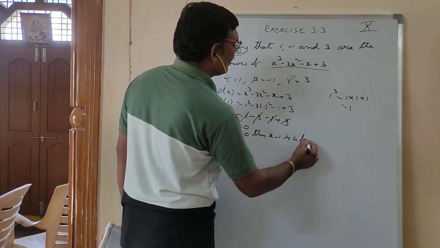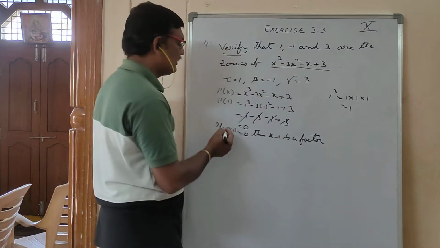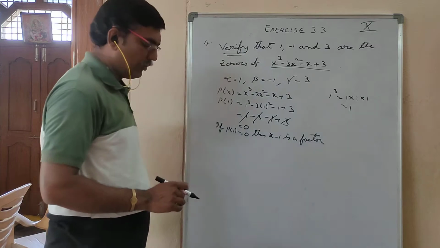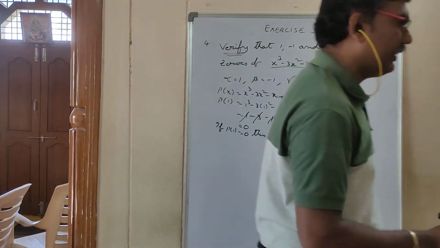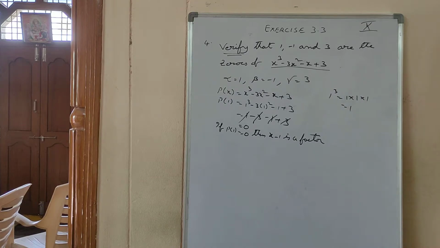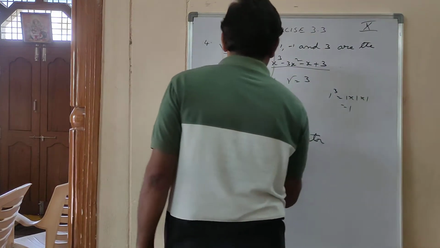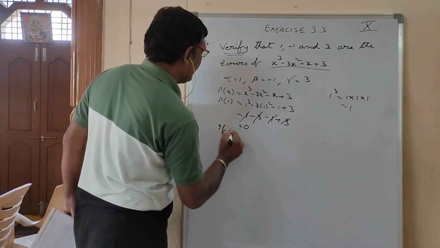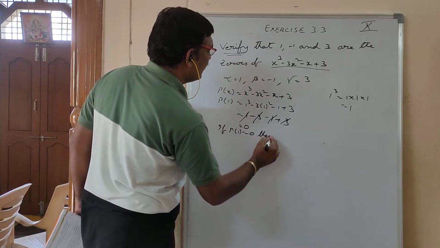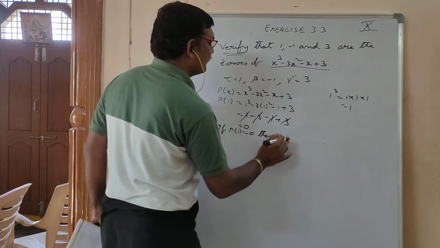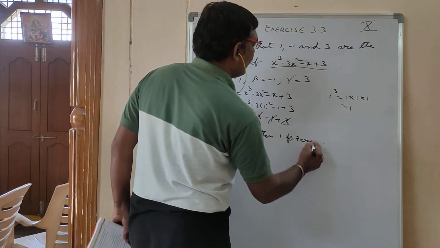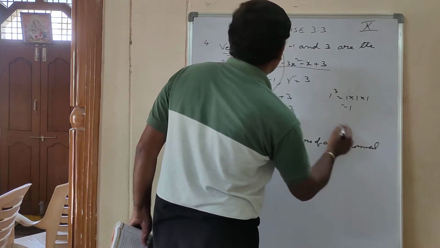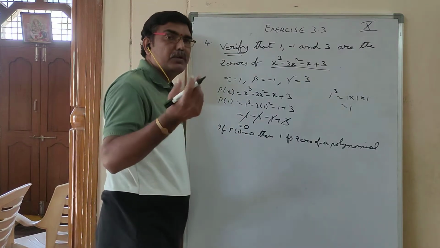So you have to write here, if p of 1 is equal to 0, then x minus 1 is a factor. Otherwise you can write, if p of 1 is equal to 0, then 1 is a zero of the polynomial. What you have to write is, 1 is a zero of the polynomial. This is called verifying.